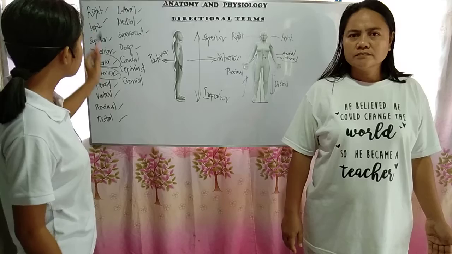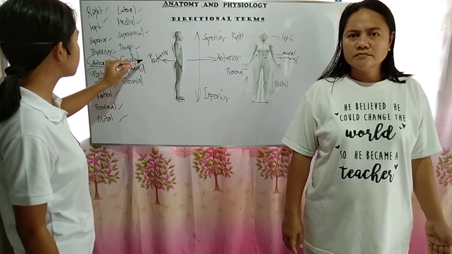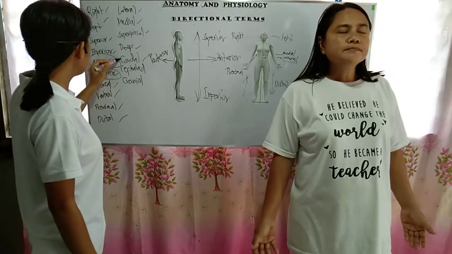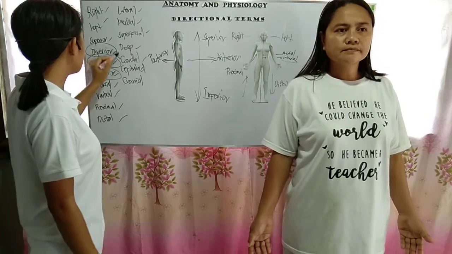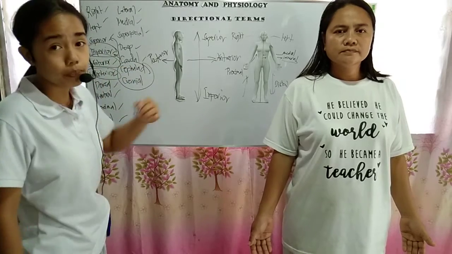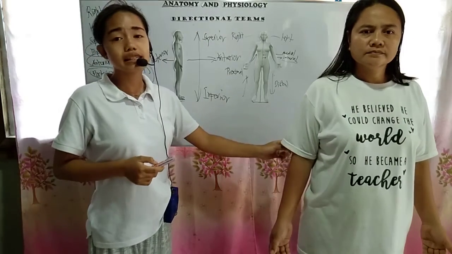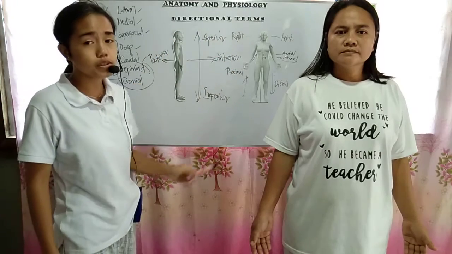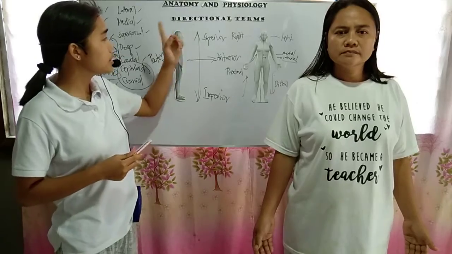So another directional terms is caudal. Caudal is synonymous to inferior. So it means that they are the same. While cephalad and cranial are synonymous to superior. And also they are both the same. So this is the end of the directional terms of the human body.